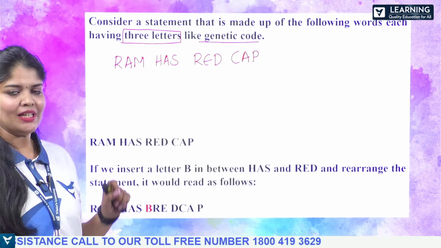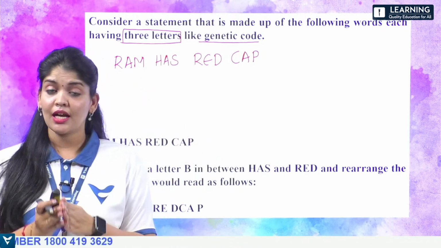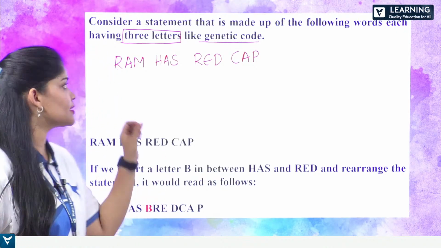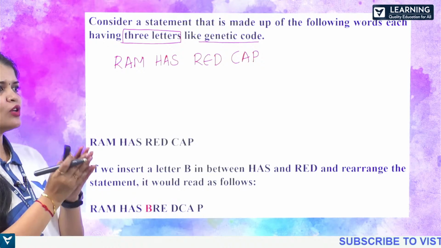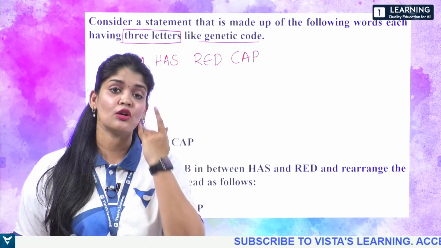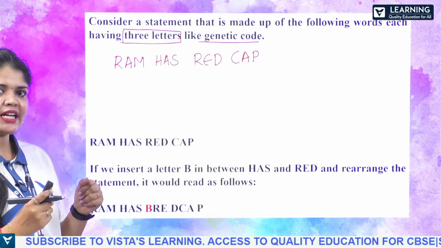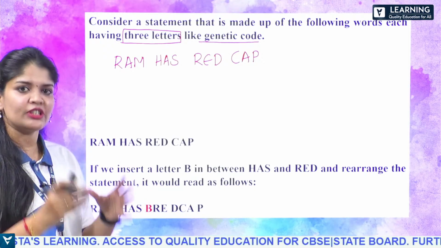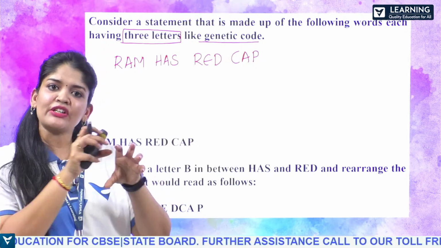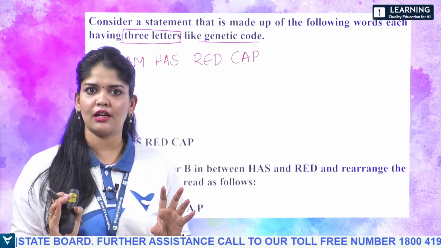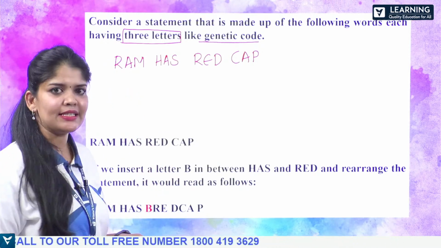In this example, it is just to compare with the codon, and each and every codon is a triplet. So here, each word is compared with a single codon. Now, in order to understand the effect of insertion or deletion, we first understand insertions. For that, we keep inserting one letter after another and see how the rearrangement of the statement will look. First, we'll insert B.